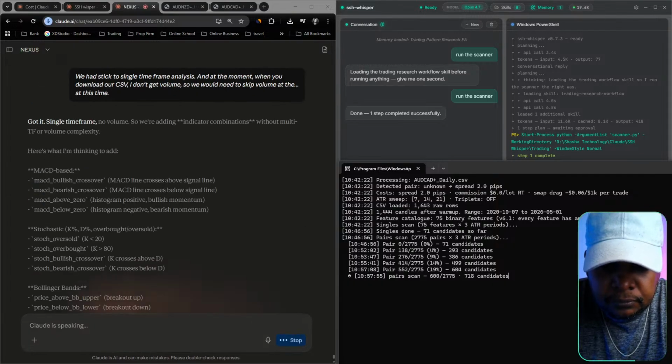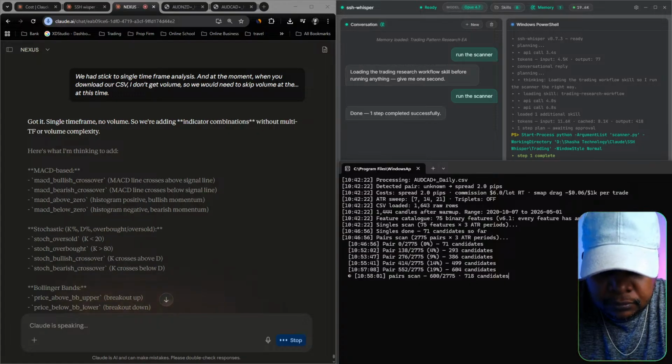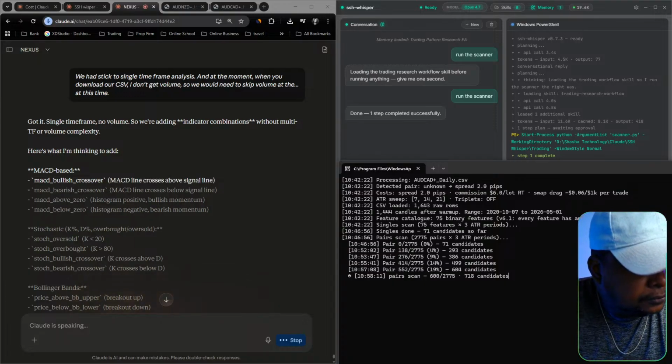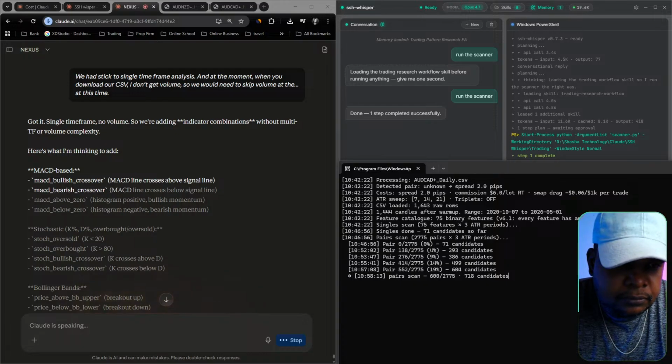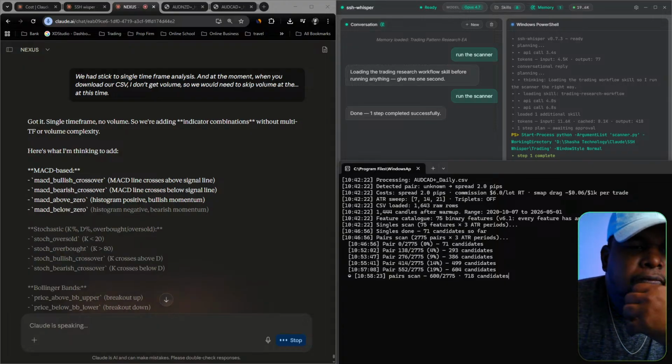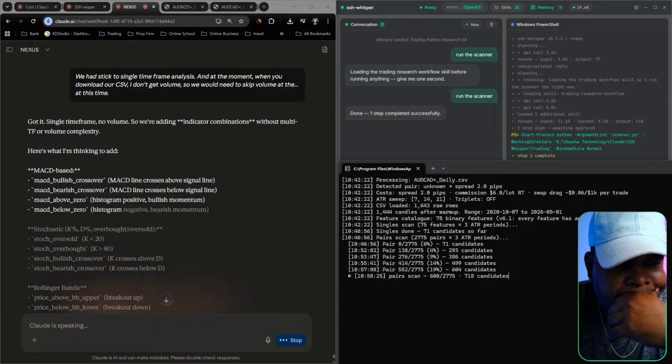Got it. Single time frame, no volume. So we're adding indicator combinations without multi-TF or volume complexity. Here's what I'm thinking to add. MACD based: MACD bullish crossover, MACD line crosses above signal line. MACD bearish crossover, MACD line crosses below signal line. MACD above zero, histogram positive, bullish momentum. MACD below zero, histogram negative, bearish momentum.